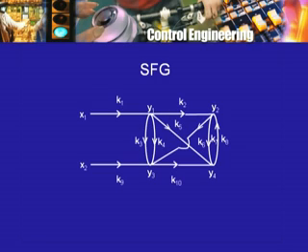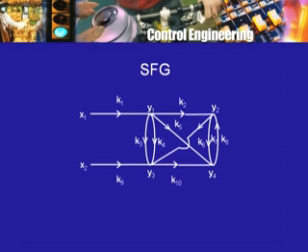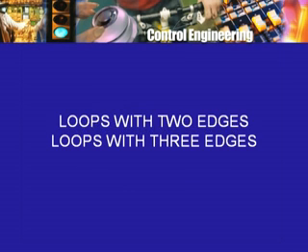Similarly, from y3, are there any two edge loops? Yes, y3 to y1 and back, but that loop we have already seen, so we do not look at it again. From y3 to y2 there is no edge, therefore there is no loop involving only y3 and y2, and from y4 to y2 is the loop that we already found out. So, this exhausts all the loops which will have two edges, and now we can look for loops which will have three edges.